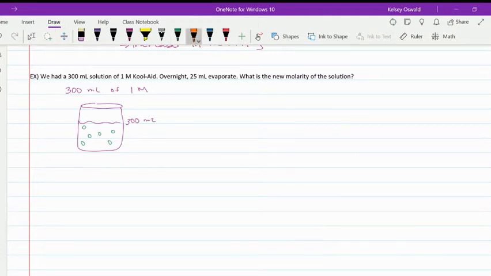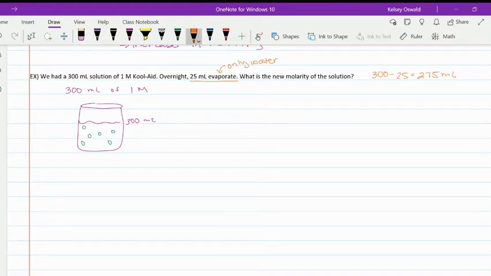Overnight, 25 milliliters evaporate. So that means if we started with 300 milliliters, 25 milliliters of water left, it evaporated. So now we're only going to have 275 milliliters. When we have that evaporation, that's only going to contain water. So none of our Kool-Aid particles themselves are going to evaporate. It's just going to be the water. We don't have Kool-Aid particles floating around in the air, while that would be very tasty, it just doesn't happen.